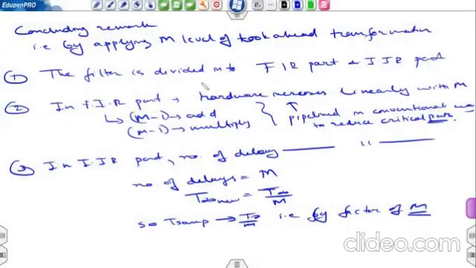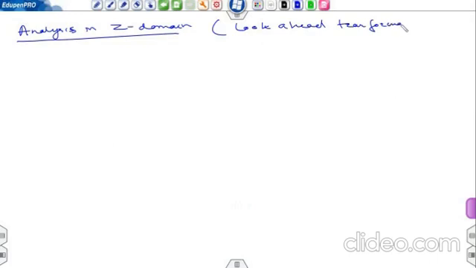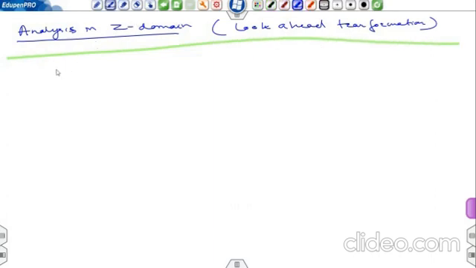So we can analyze this look ahead transformation in Z domain also. So, analysis in Z domain, that is look ahead transformation. Okay, so again starting with the same filter, that is y[n] equal to a of y[n minus 1] plus x[n], that is in time domain.